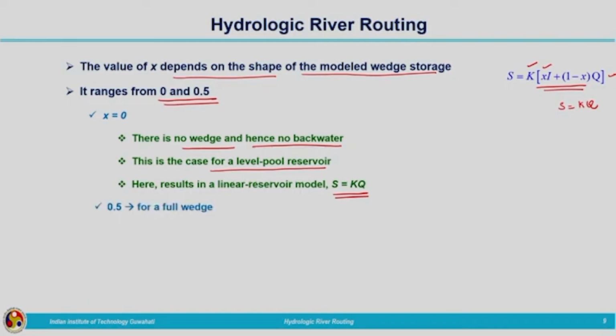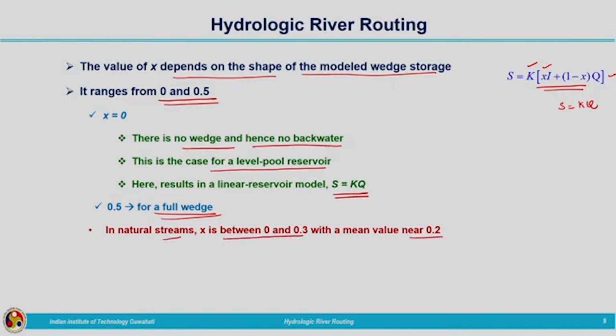And when X is equal to 0.5, that represents a full wedge, that is the maximum value of X, that is 0.5, it is representing the full wedge. In natural streams, X is between 0 and 0.3 with a mean value near to 0.2. In the case of natural streams, it is not going up to 0.5, it is between 0 and 0.3, and the mean value will be coming around 0.2.